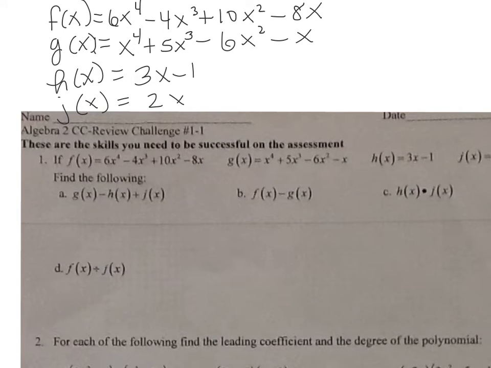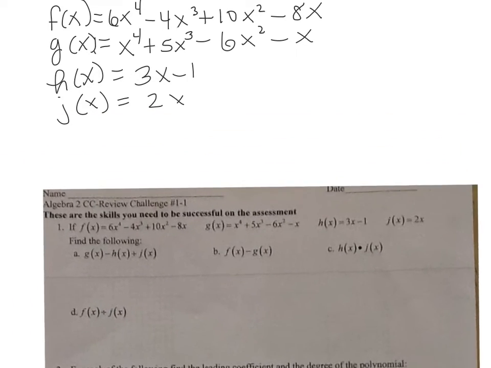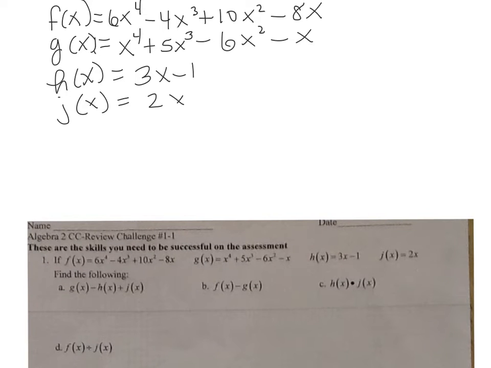Okay, so what we're going to be working on today is the review sheet for your first test for the quarter. All right, so notice that we have all these polynomial functions, and we have to do a few things. There's A, where we have to add g of x minus h of x and add it to j of x. We're going to just subtract, we're going to multiply, and one will divide. So I wrote them down here, and the first one we're going to add.